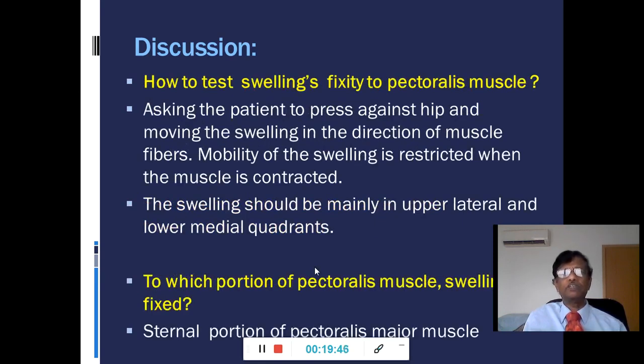How to test the swelling's fixity to the pectoral muscle? By asking the patient to press against the hip and moving the swelling in the direction of the muscle fibers. Mobility of the swelling is restricted when the muscle is contracted. The swelling should be mainly in the upper lateral and lower medial quadrants. To which portion of the muscle is the swelling fixed? The sternal portion of the pectoralis major muscle.